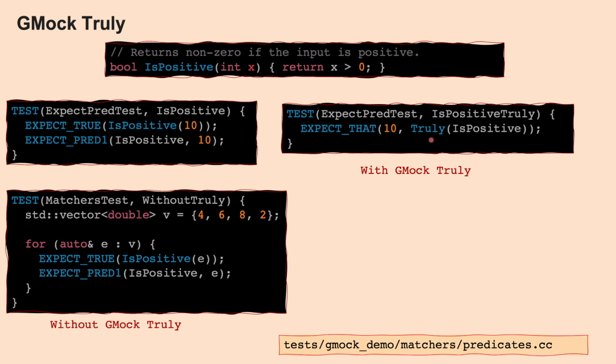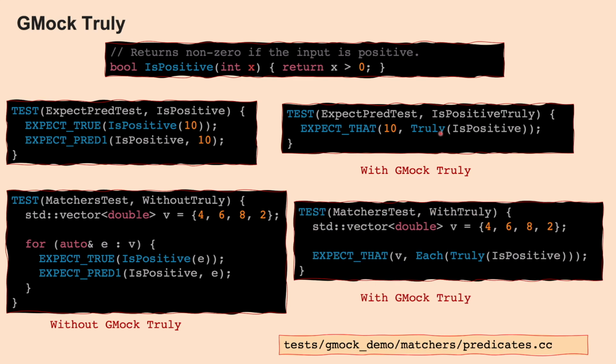So all I'm saying here is that expect that 10 is positive. So compare this statement to one of these statements. And the real power of this would become obvious when you have a loop. So you can write something like this. You can say expect that each element inside my v vector is positive. Compare this one-liner with this loop here. And that is basically what the Truly matcher is doing. It basically allows you to take a predicate and combine it with other matchers. Again, you can run this example yourself from this path down here.